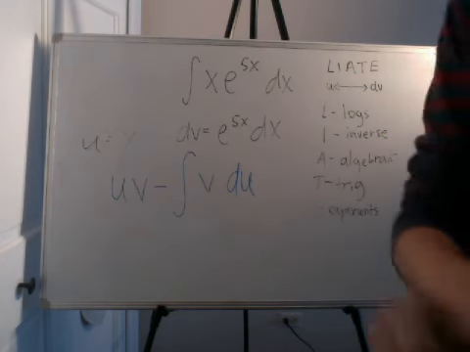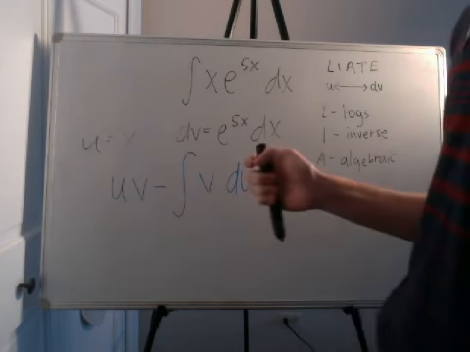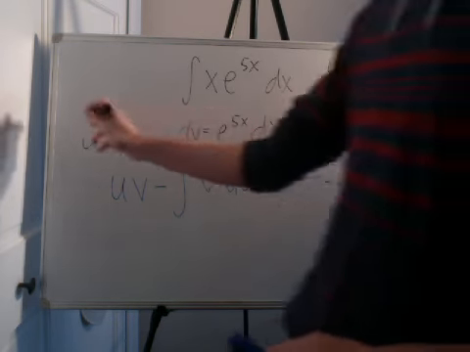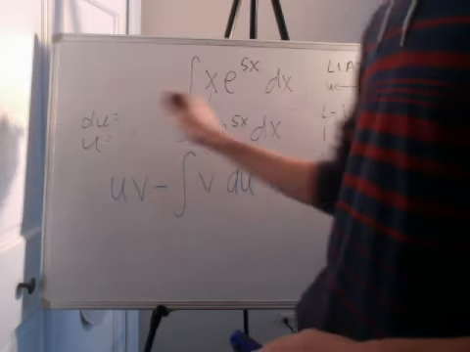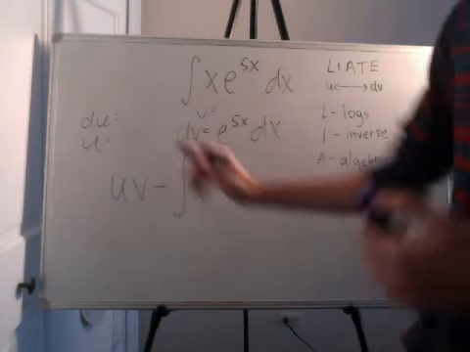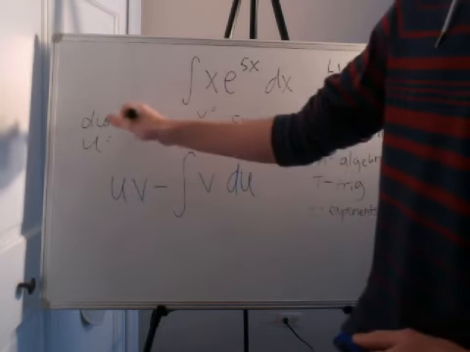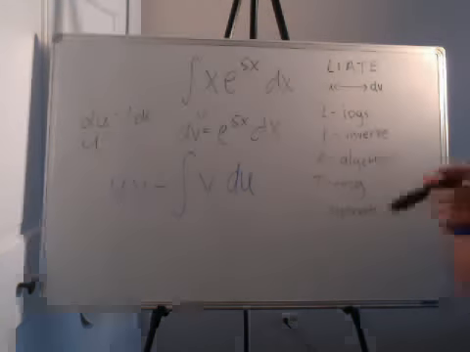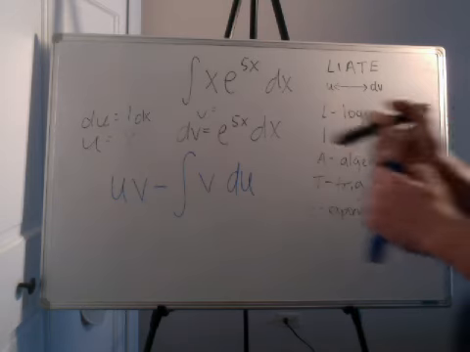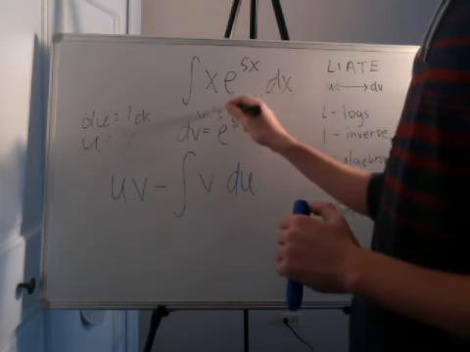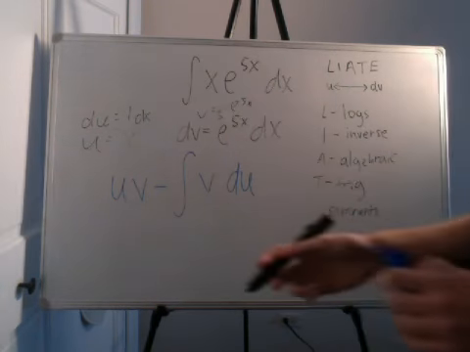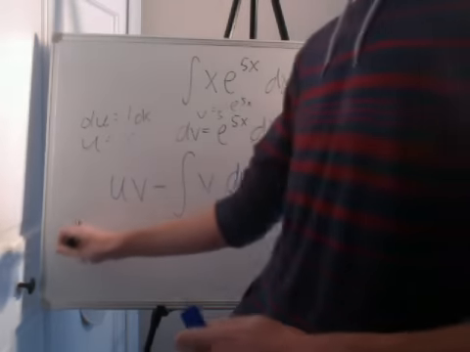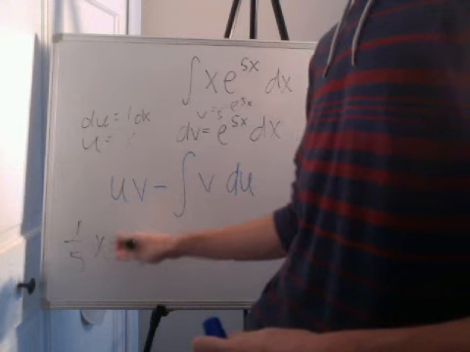So in this exact problem, it would be x times the antiderivative of this. So you're going to want to also write out what the du is and what the v is. The du, in this case, would be the derivative of x, which is just 1 dx. V right here would be the antiderivative of e to the 5x, which is just 1/5 e to the 5x.